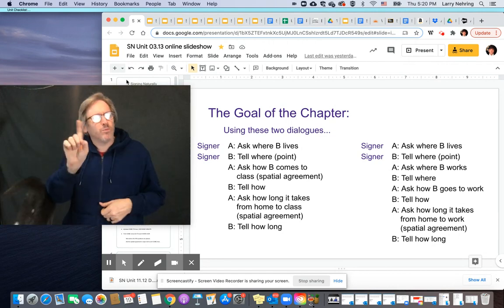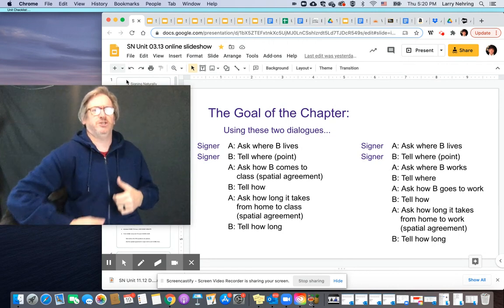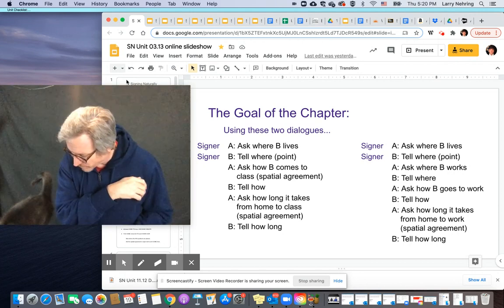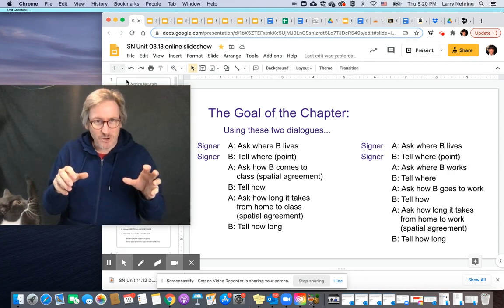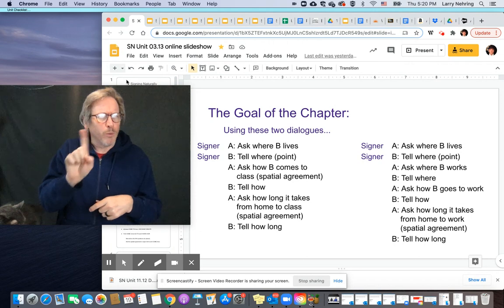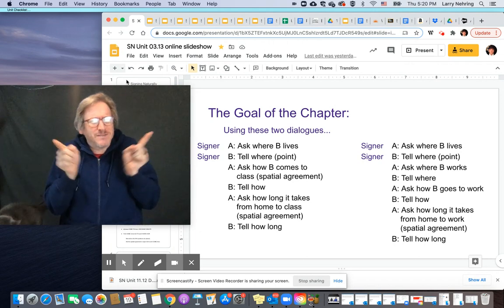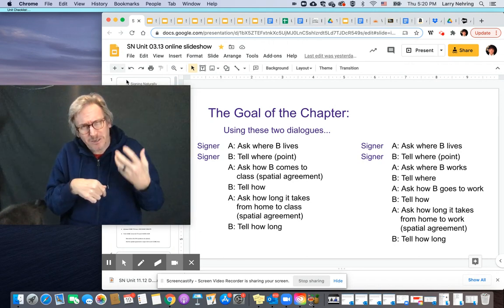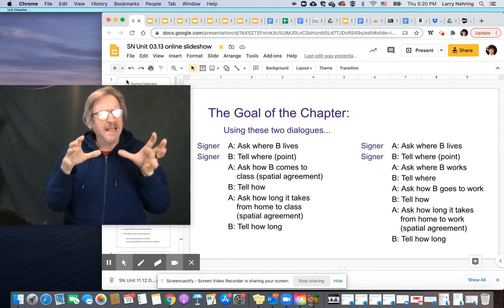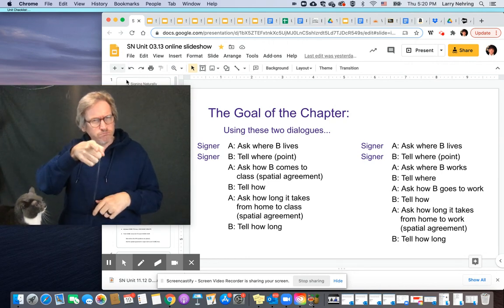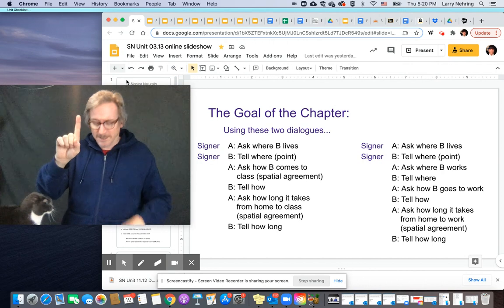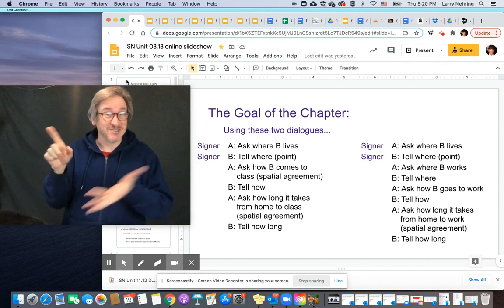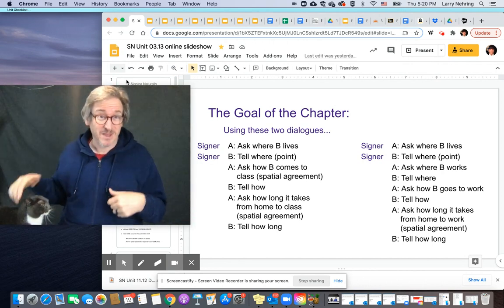So you live where, right? You can also sign where do you live. Um, so you can sign like where do you live? It's very short, and it's a pretty common question, but it's much more ASL to go: you live where?